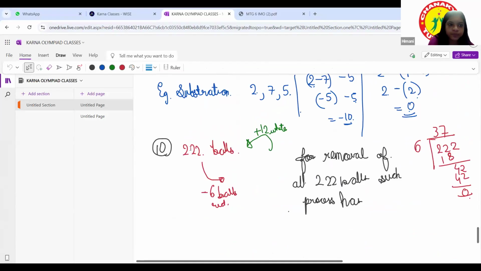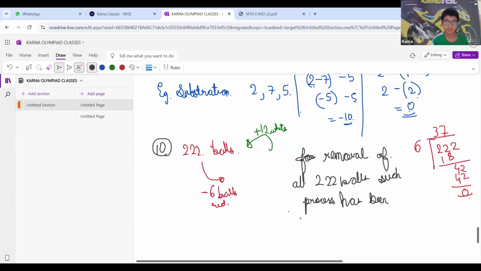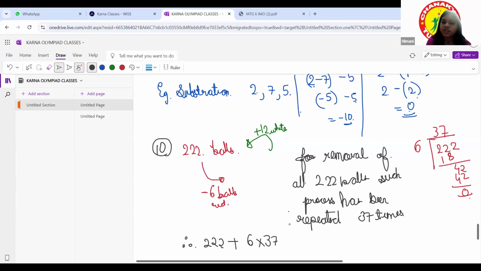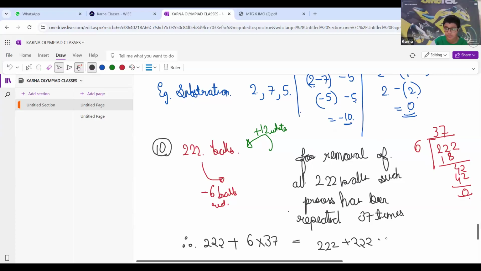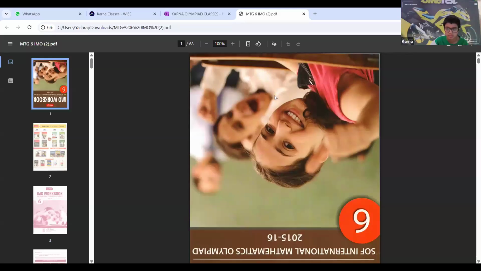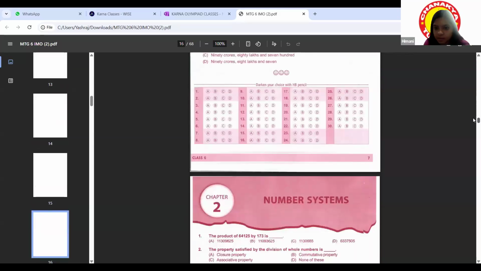For the removal, such process has been repeated 37 times. Then the answer will be 222 plus 6 into 37. And we already know that 6 into 37 is also 222 only. So the answer is 444. Is it in the options? Yes, ma'am. Option B.